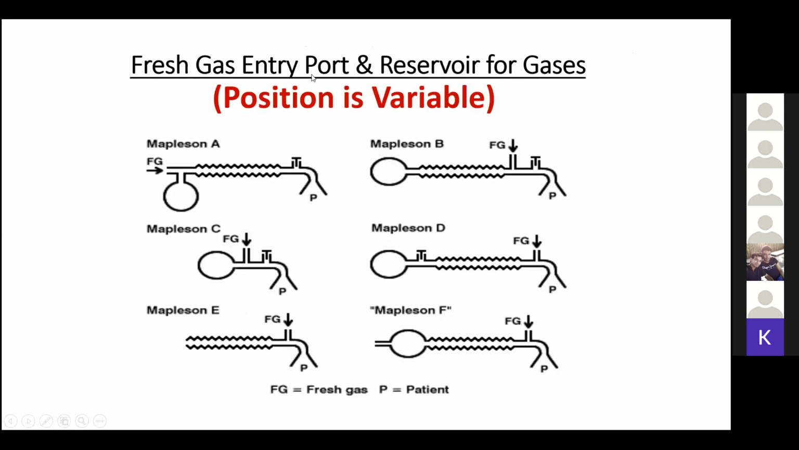Now, depending on the fresh gas entry port and the reservoir for gases, Mapleson systems are classified into Mapleson A, B, C, D, E, F. Mapleson systems are all semi-closed breathing systems.